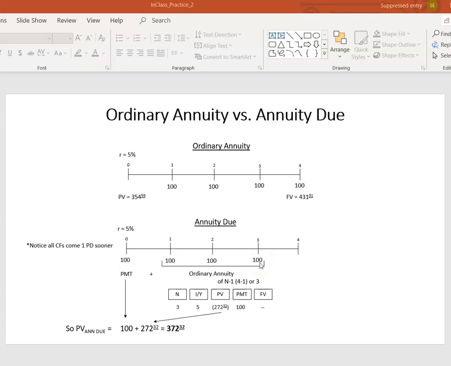So now, how can we solve the problem in calculating annuity due present value? We can split the annuity due into 2 parts. The first part is an immediate cash flow payment. The second part is an ordinary annuity, but this ordinary annuity has different periods than this annuity due. If the annuity due has 4 years, then the ordinary annuity component will have 3 years. So now if we calculate the present value for this 3-year ordinary annuity, we can calculate the present value of this annuity due. Let's do this calculation.